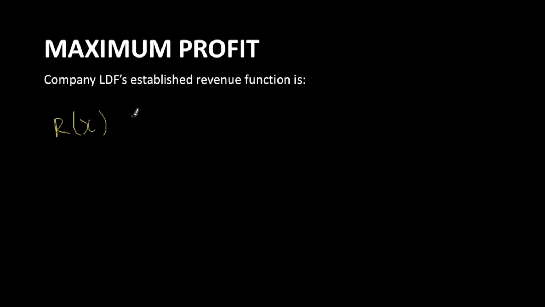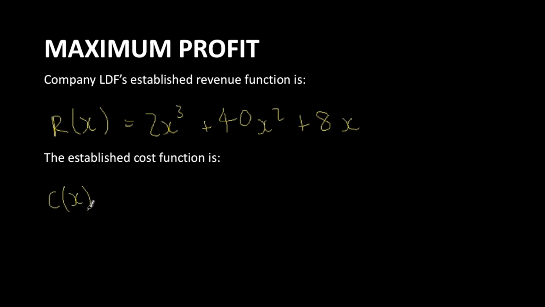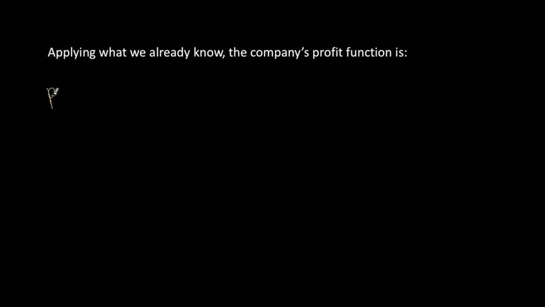Therefore, company LDF's established revenue function, given by R of x, is 2x cubed plus 40x squared plus 8x. And the established cost function, given by C of x, is written as 3x cubed plus 19x squared plus 80x minus 800. To find the price per unit to maximize profit, the firm calculates the difference between these two functions. Thus, applying what we already know, the company's profit function is negative x cubed plus 21x squared minus 72x plus 800.